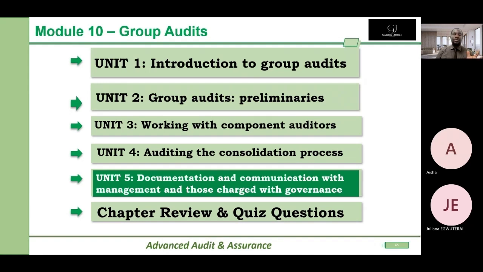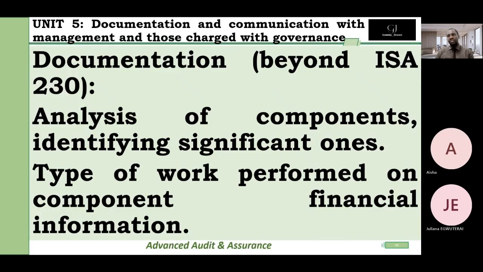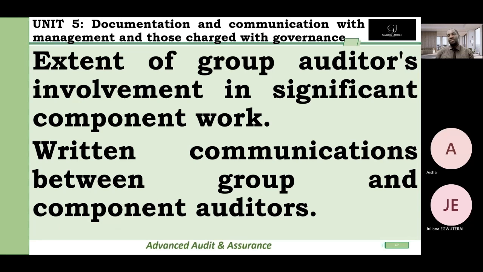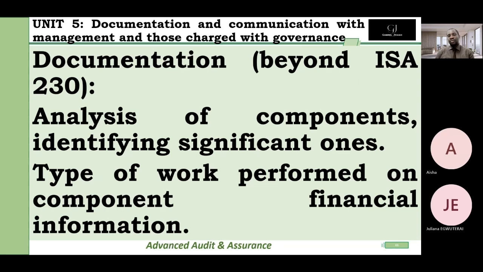Finally, let's look at issues that come up with documentation, communication, and communication with management and those charged with governance, and that will be it for Unit 5. So documentation is very important, and beyond ISA 230, the analysis of components, identifying significant ones, is key. So the type of work performed on component financial information will determine the extent of the group auditor's involvement in significant components' work.